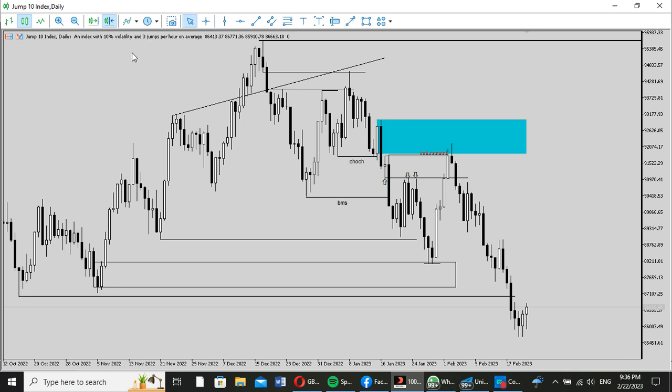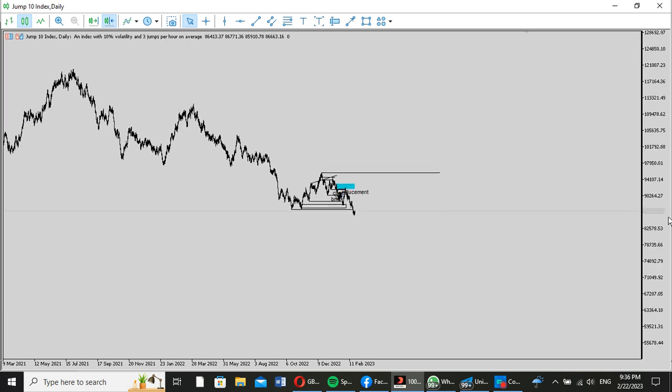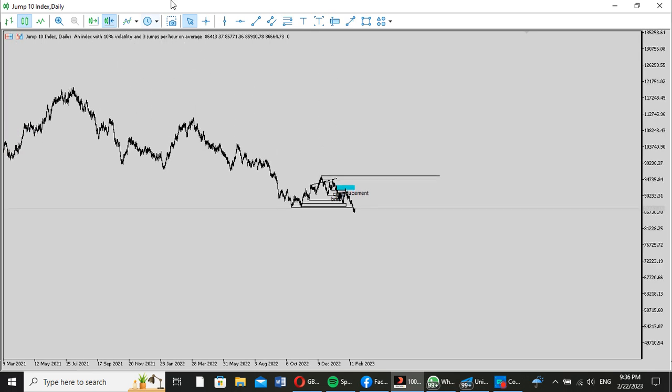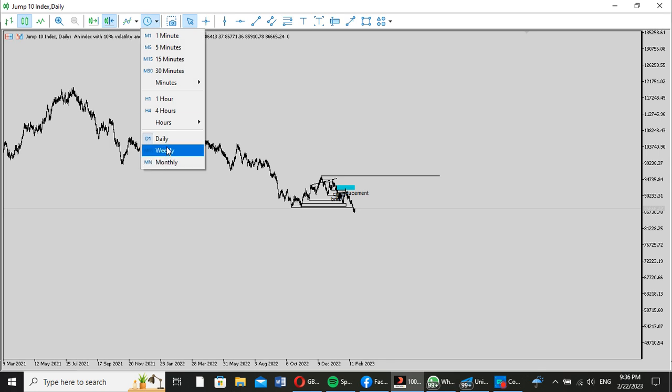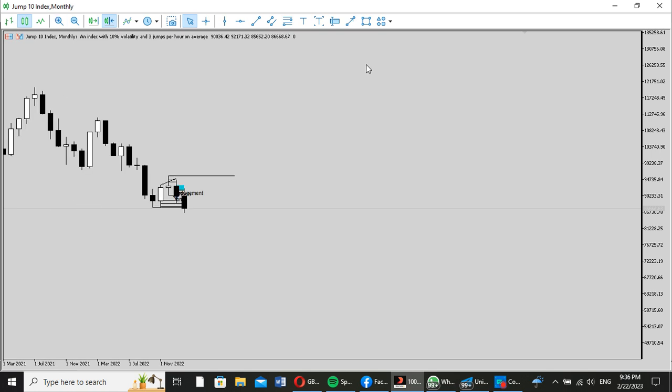So first thing first, like I always talk about structure. Start from your higher time frame to know your bias. So right now we are on the daily time frame, but you can run down to your monthly time frame to know your bias, and you know your overall bias. You zoom out, then you know overall bias is bearish. So there is no sign of bullish anything on the chart.